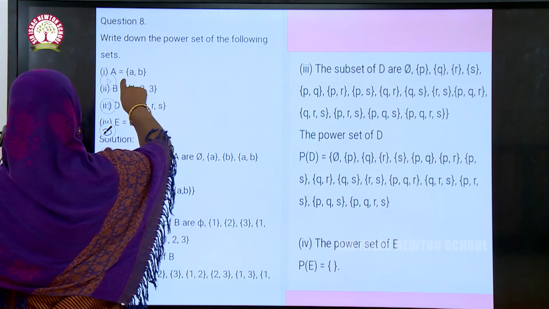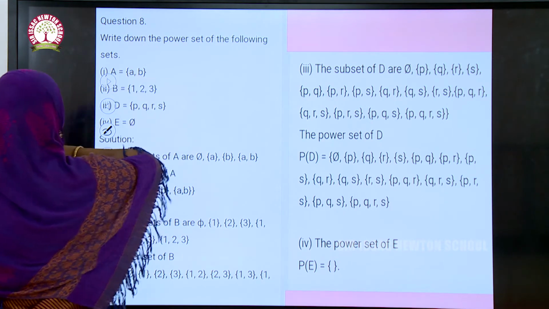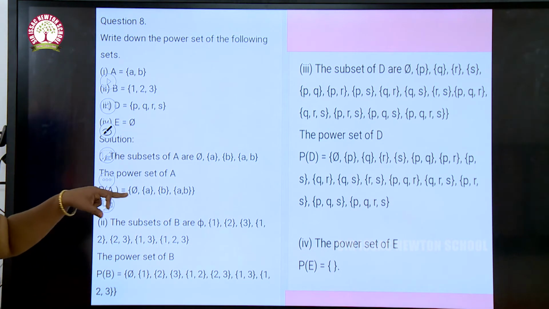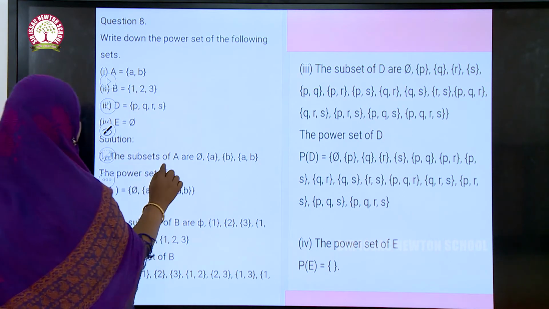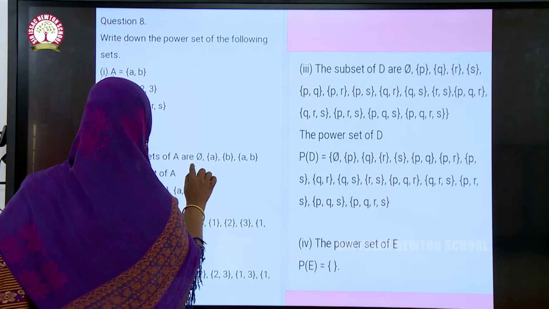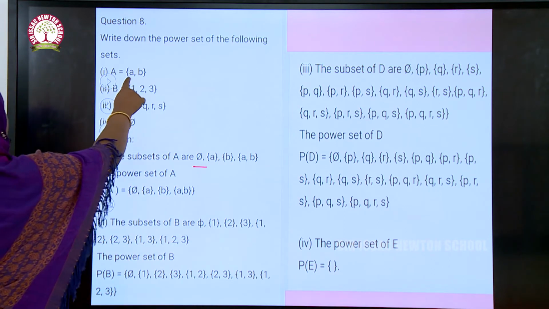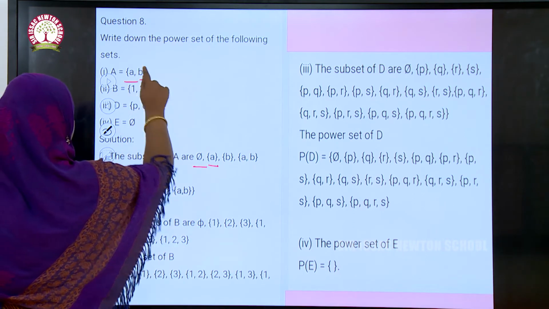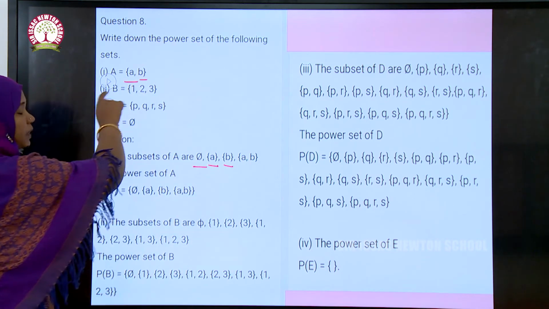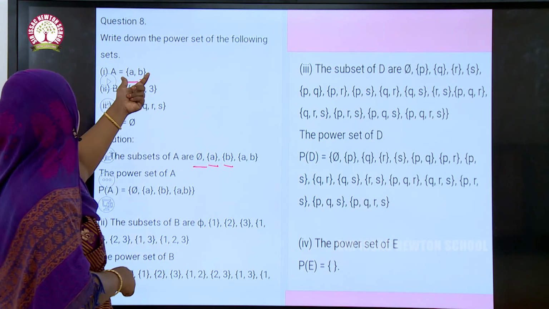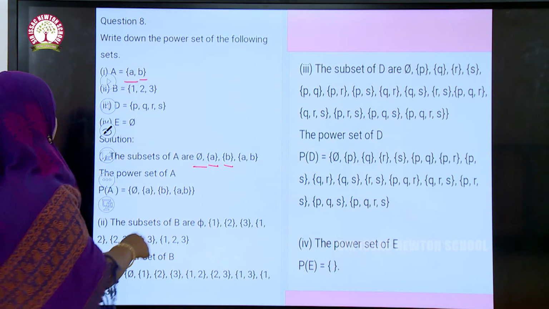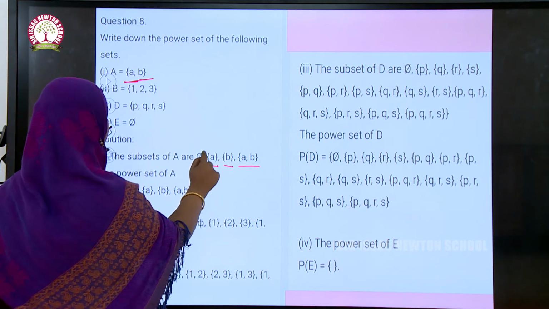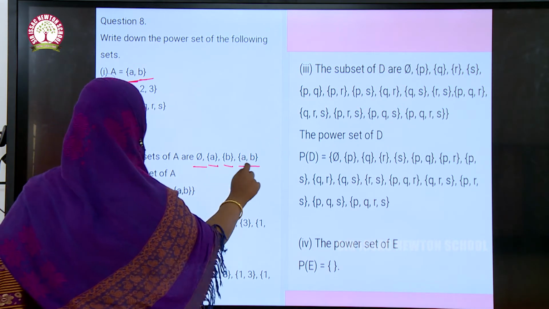See here, the first set A has 2 elements, a comma b. So now, how do we write the subsets first? I told you before, the first step is to write the null set. Next, a set with only one element a, and then a set with one element b. If there are any other elements you can include them, but here the set has only 2 elements in it, therefore the fourth set will be all the elements. So first is the null set, then the single elements, and then all the elements.